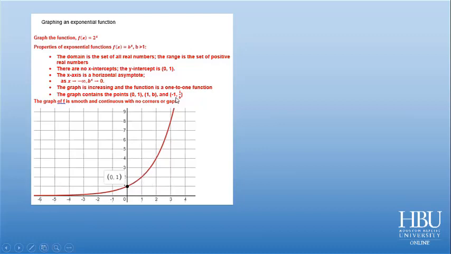The point (-1, 1/b), in our case, (-1, 1/2), is on the graph. The graph is smooth and continuous with no corners or gaps.